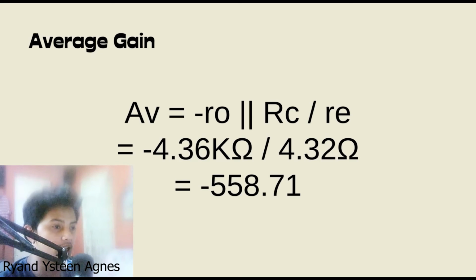Now, lastly is the average gain. The formula for the average gain is negative RO parallel to RC divided by RE. Negative 4.36 kilo ohms divided by 4.32 ohms is equal to negative 558.71.